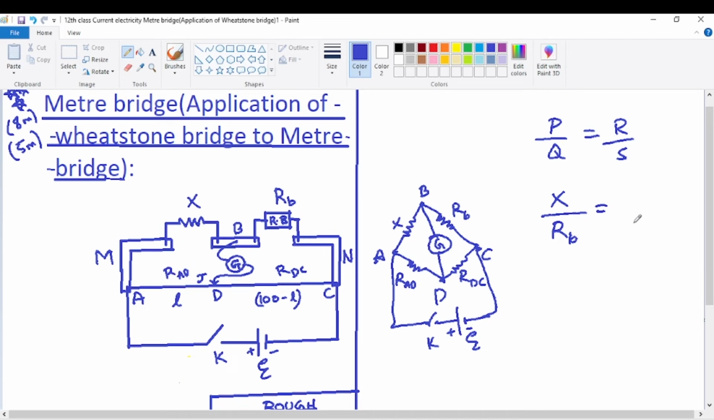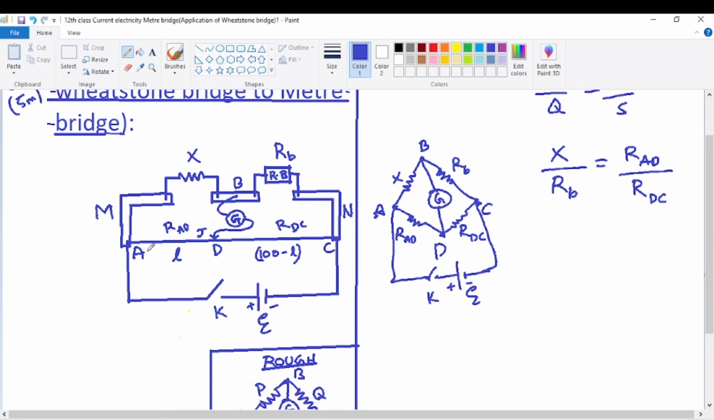R is what here? R_AD, resistance of AD portion, divided by bottom right, which is R_DC. But now the important thing is resistance. This is a uniform wire. For any uniform wire, the resistance, we have already seen previously, is directly proportional to the length of the wire and inversely proportional to the area of cross section. The resistance of the wire can be written with a proportionality constant. The proportionality constant is called what? Specific resistance, rho. It's rho L by A. So this can be used here.